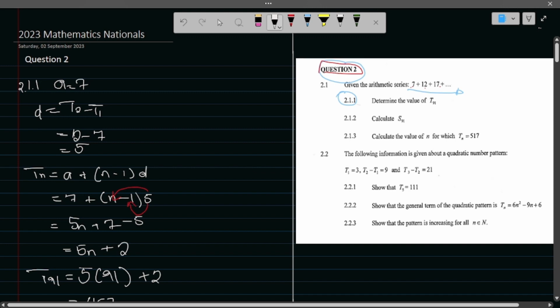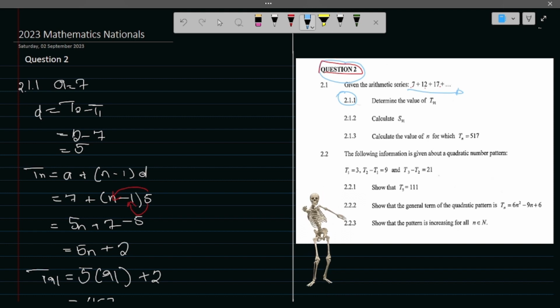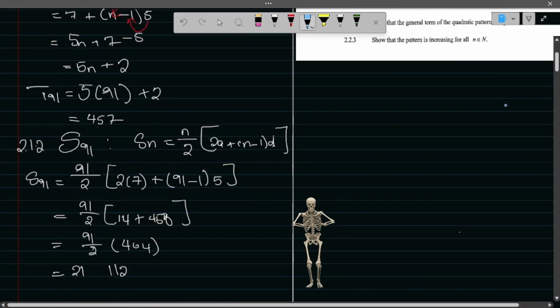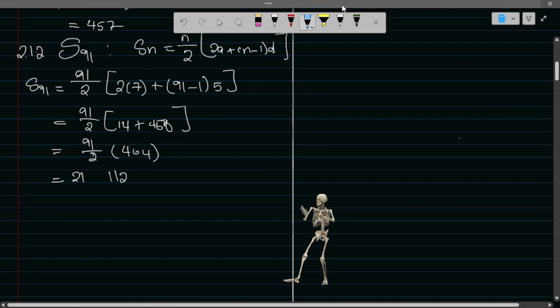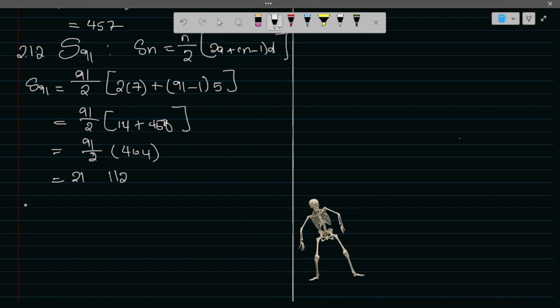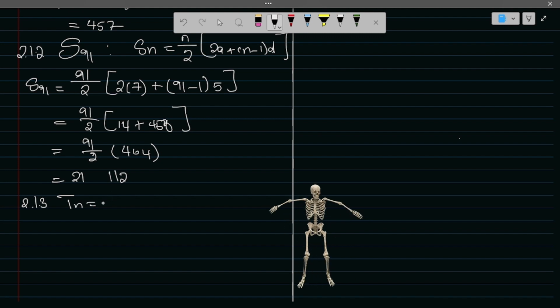Let's do our third question. Our third question says calculate the value of n for which Tn is equal to 517. Right, so we already know that Tn is equal to 517.